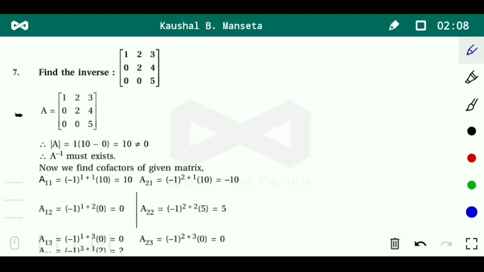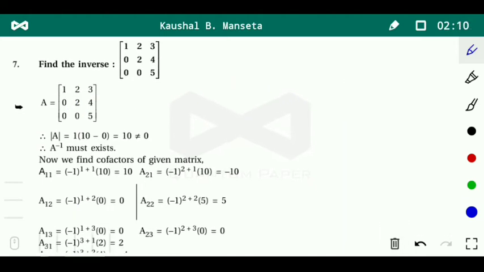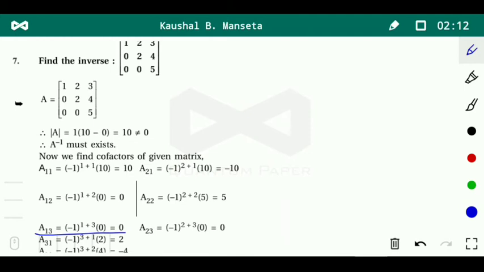Now we have to find A13. For A13 we have to remove first row, third column. So minus 1 raised to 4, because the value of i is 1 and the value of j is 3. So minus 1 raised to 4 gives 1 and the value of determinant is 0 minus 0. So again 0. So the value of A13 will be 0.